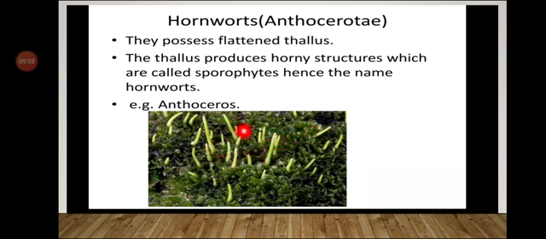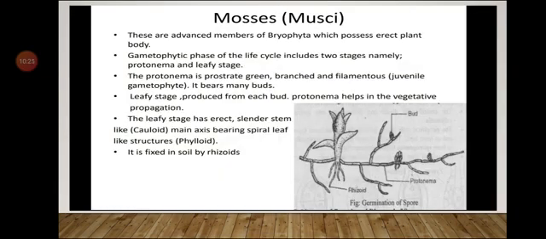Hence the name hornworts is given. Hornworts means their thallus structure is like horns, so they are given the name hornworts. An example for hornworts is Anthoceros, and hence the other name, Anthocerotae, is given to this kind of bryophytes. Next is mosses.